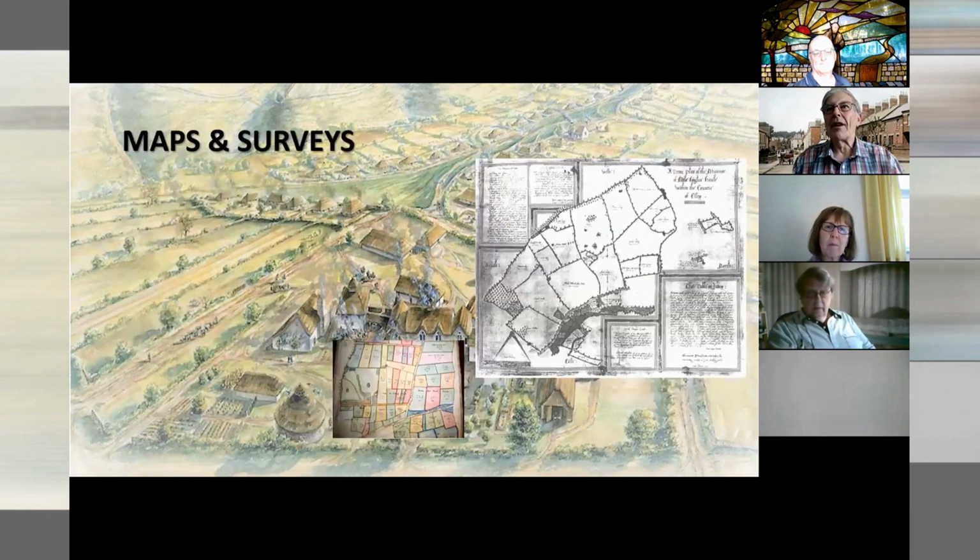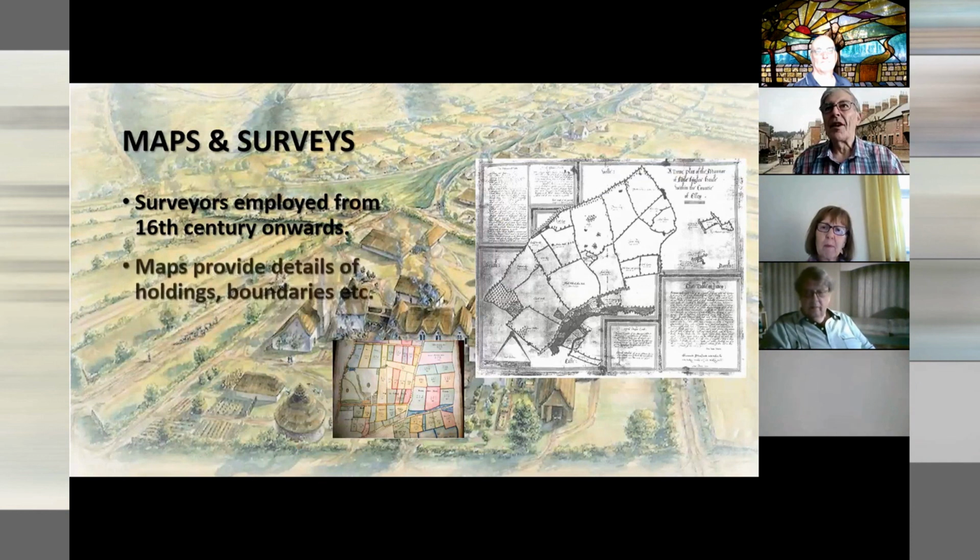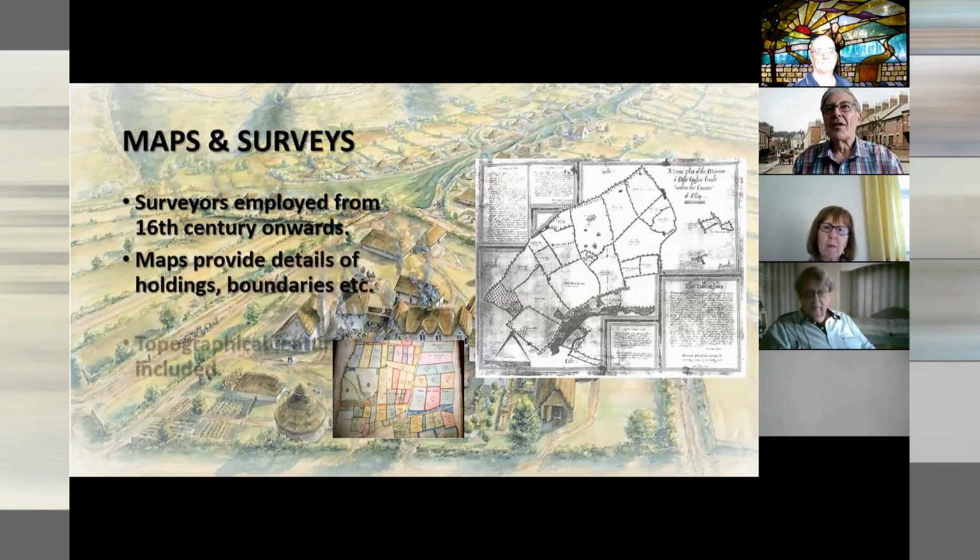Most manorial records are supported by maps and surveys. And from the 16th century onwards, surveyors were actually employed to do this. So the maps tend to be a little bit more accurate, but they do provide details of the holdings, of the boundaries, topographical features, and so on and so forth.